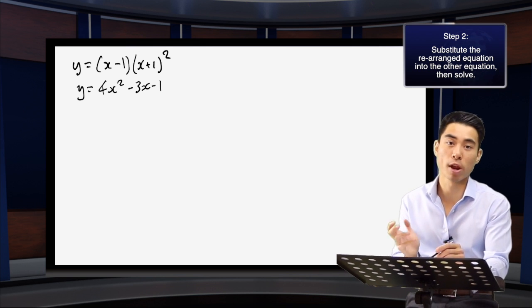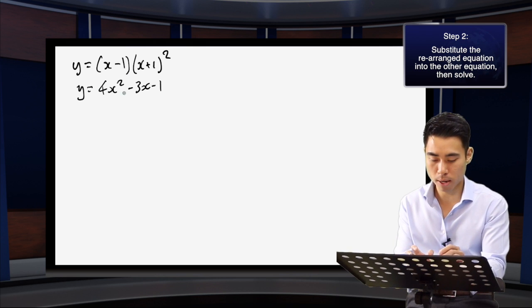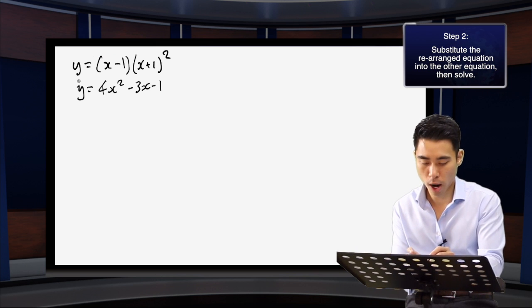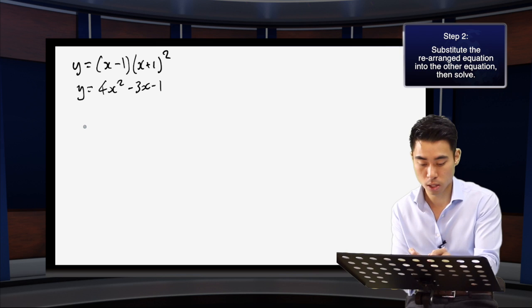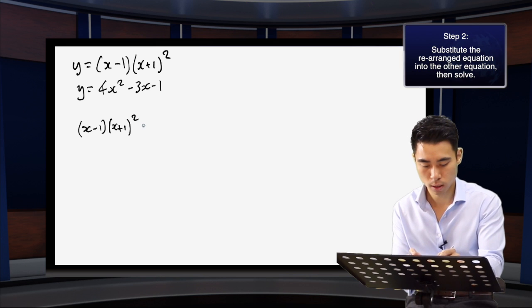So step number two, I'm going to substitute. Normally you'd substitute a rearranged equation into your other equation, but what this looks like in practice here, if I was to replace my y here with my expression for y here on the right hand side, essentially all I'm doing is equating my two equations. x minus 1, x plus 1 squared equals 4x squared minus 3x minus 1.